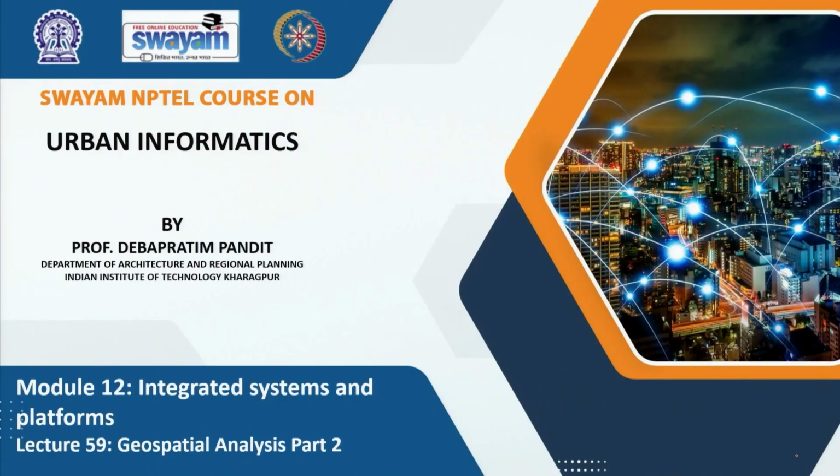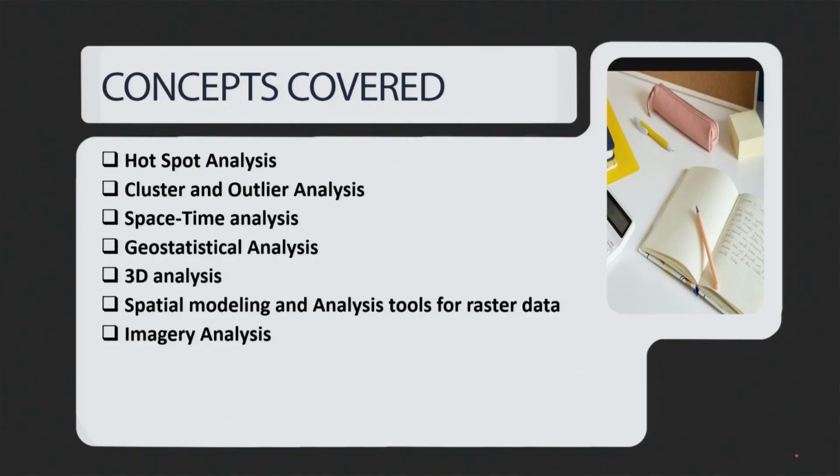Welcome back. In lecture 59, we will continue with geospatial analysis, and this is part 2 of this lecture series. The different concepts that we will cover in this lecture will be hotspot analysis, cluster and outlier analysis, space-time analysis, geospatial analysis, 3D analysis, spatial modeling and analysis tools for raster data, and then we will also talk about imagery analysis.